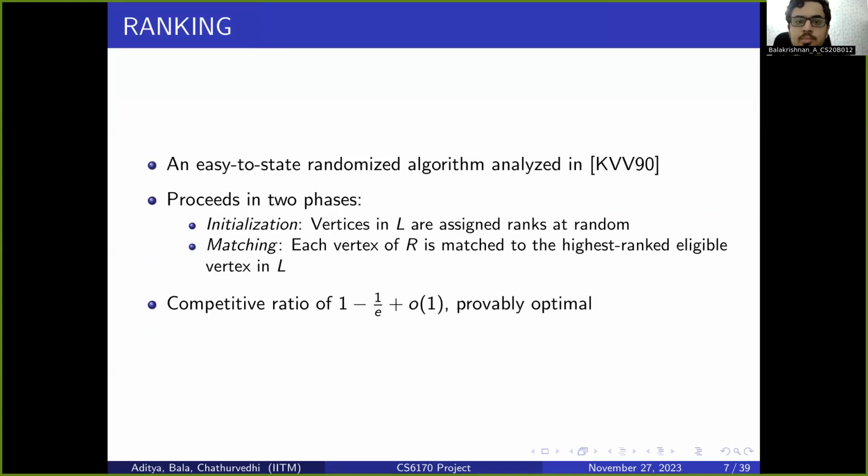The first algorithm that was proposed was the ranking algorithm. This is an easy to state randomized algorithm which has two phases. First is the initialization phase, in which the vertices in L are assigned ranks at random. Then comes the matching phase, where each arriving vertex of R is matched to its highest ranked neighbor in L. This gets a competitive ratio of 1 minus 1 over e, which is shown to be optimal.